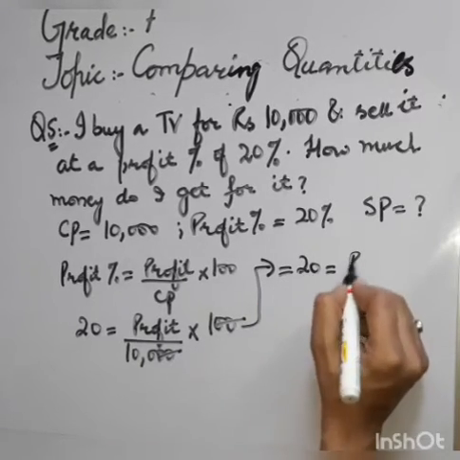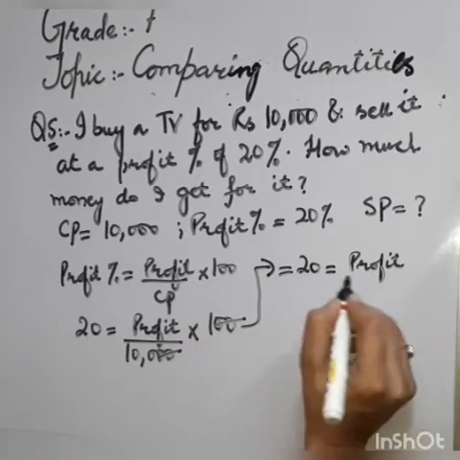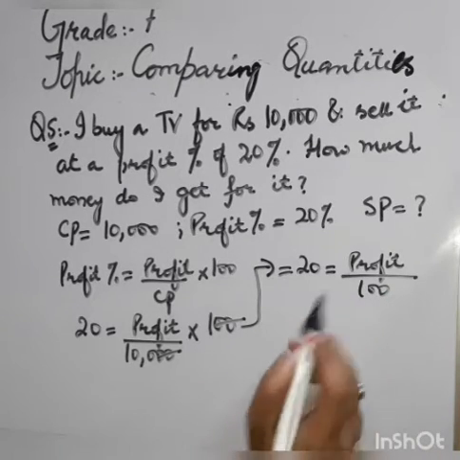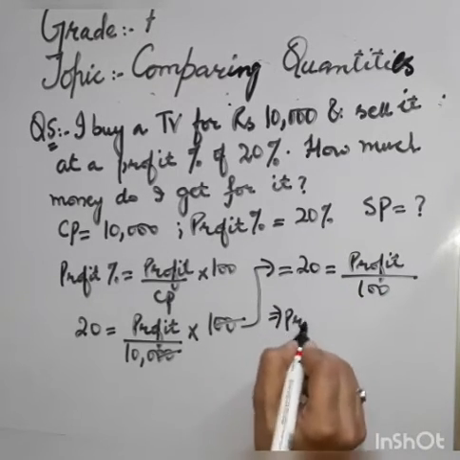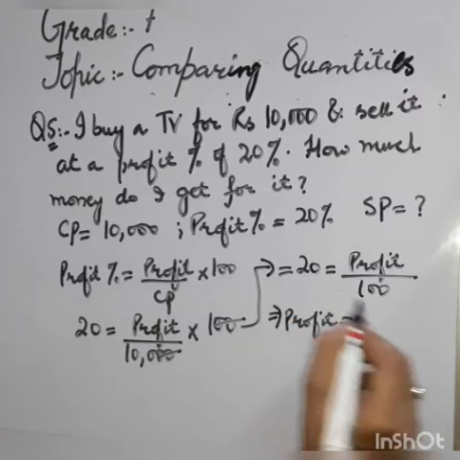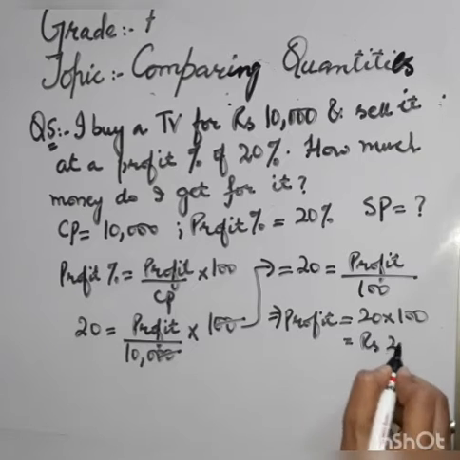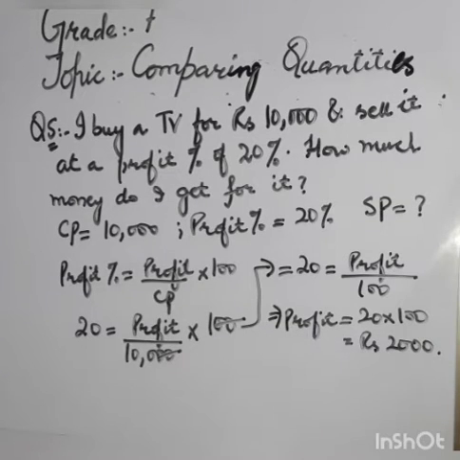20 is equal to profit by 100. So these two will be multiplied. We can say profit is equal to 20 into 100. So profit is rupees 2,000. Clear? This is profit. We have to find out selling price.